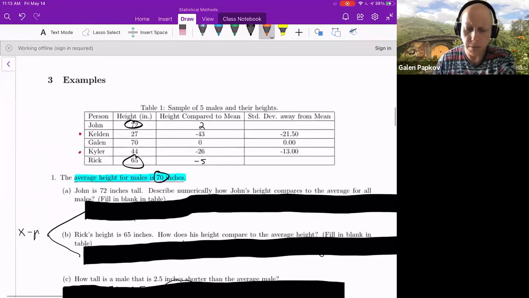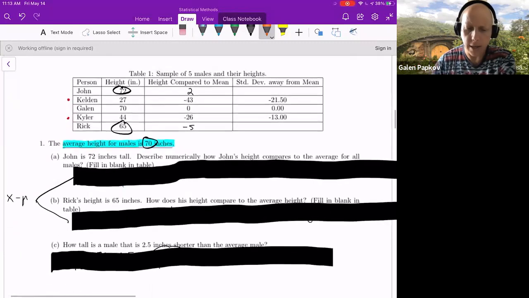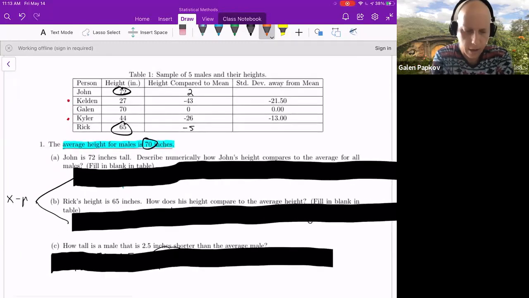In the first problem here, we have a table of 5 people's heights. These are males. And in part A, it says that John is 72 inches tall. We want to describe numerically how John's height compares to the average for all males. Well, in blue above that, I highlighted that the average height for males is 70 inches. And so how does he compare?